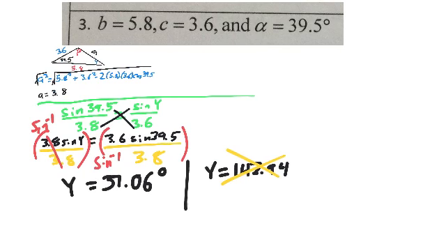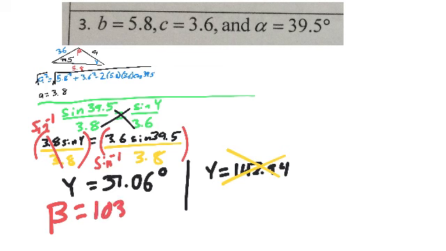So gamma is 37.06. So now I only have one missing angle, which is angle beta. And so we can do 180 minus the two known angles. So I'm going 180 minus 39.5 minus 37.06. And that means beta is 103.44 degrees.